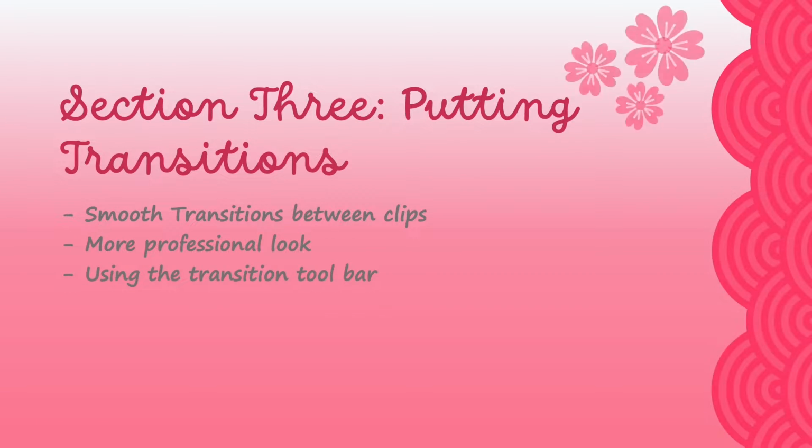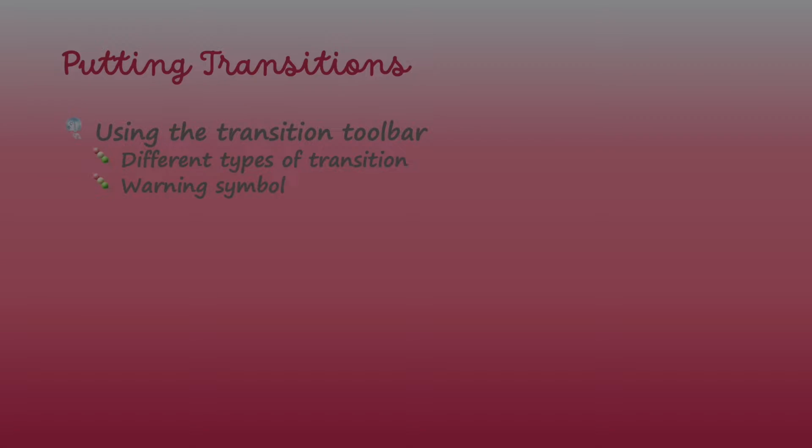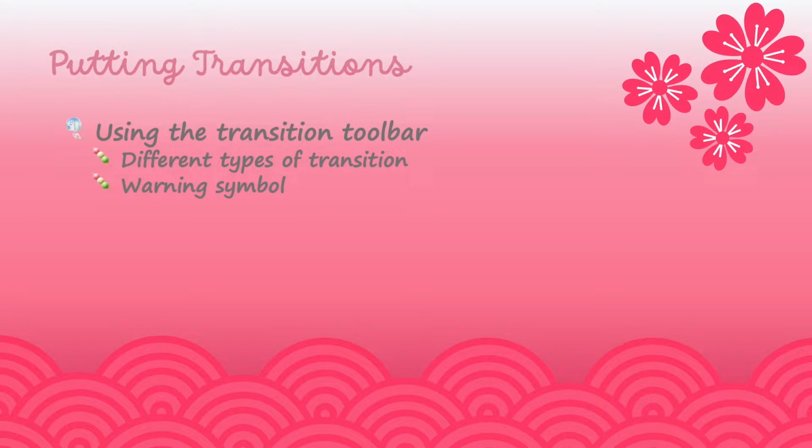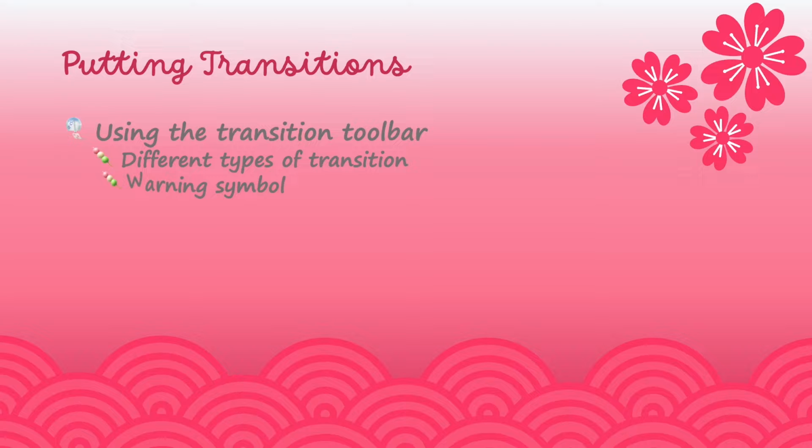Section 3 is putting transitions. This is short and simple. They add smooth ways to move from clip to clip and give a more professional look to your video. It also introduces the video effects bar and video transitions tab. To use transitions, all we must do is click on the transition toolbar and use whatever kind of transition we like the best. In some cases, a warning label will come up, which I will explain shortly.